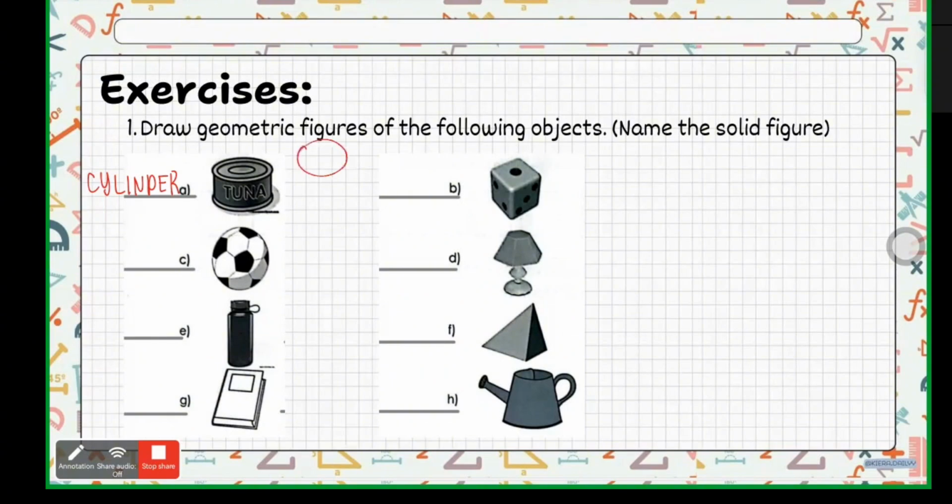Now we have to draw the geometric figure also. Well, it's easy to draw, right? If you are familiar, you can just draw it like this. Okay, this is already a cylinder. So it's the same way for letter B, letter C, until letter H. Please do these exercises. You can use the grid paper or isometric paper that you have. Okay, so we will go back to this later and check if your answers are correct.